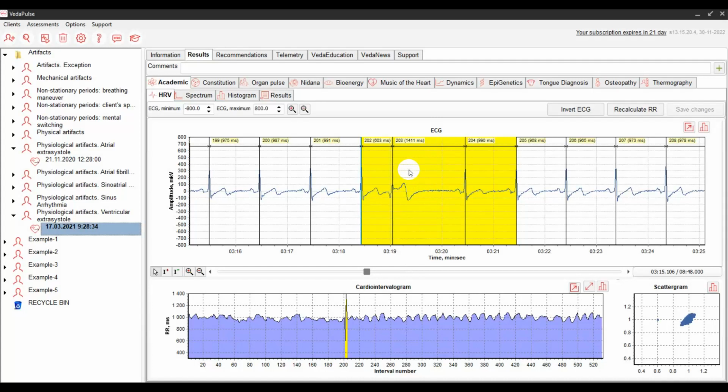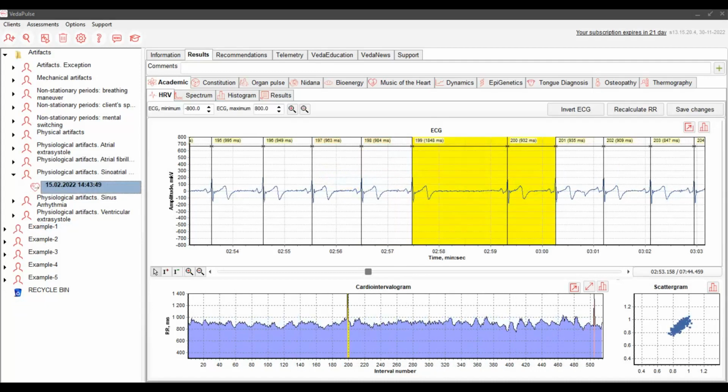When an extrasystole is detected, it is necessary to exclude a short interval from treatment, as well as RR intervals to the right and left of it. The next type is sinoatrial block.